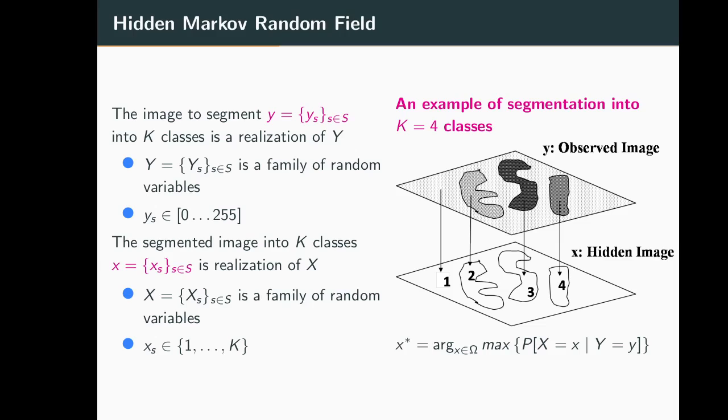Hidden Markov random field. In hidden Markov random field, the pixel values are considered as realizations of random variables, where the pixels in the image to segment, or observed image y, take their values between 0 and 255, that means the gray level space. And pixels in the segmented image, or hidden image x, take their values between 1 and the number of classes k. So, hidden Markov random field is looking for the perfect segmentation x star which maximizes the probability given in the following formula.